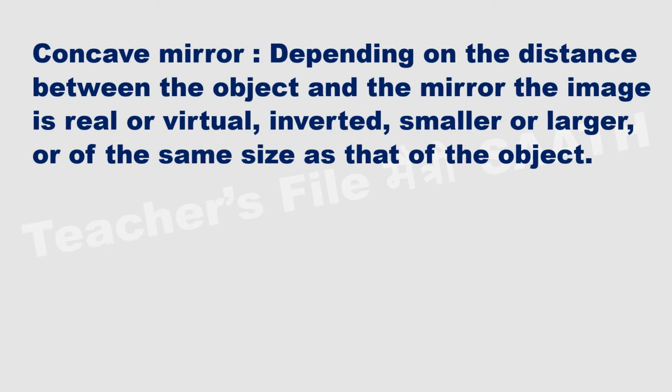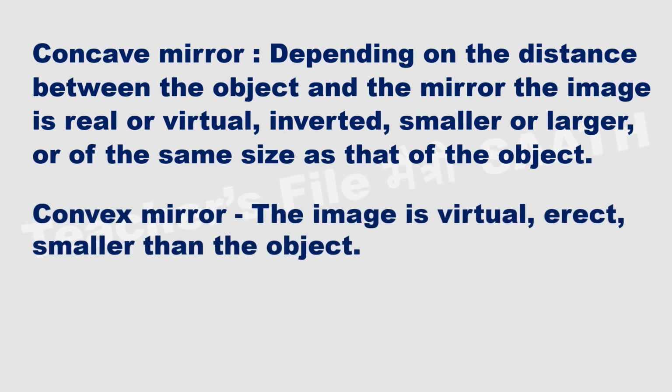Concave mirror. Depending on the distance between the object and the mirror, the image is real or virtual, inverted, smaller or larger, or of the same size as that of the object. Convex mirror. The image is virtual, erect, smaller than the object.